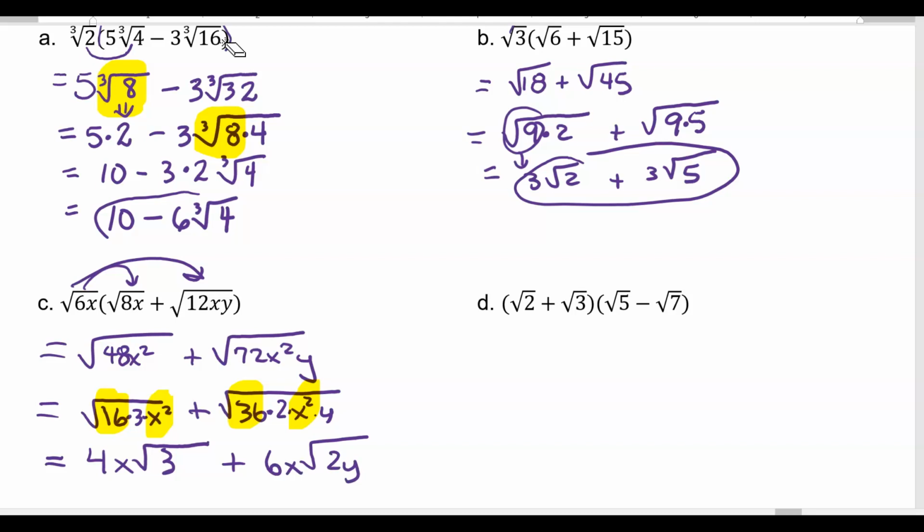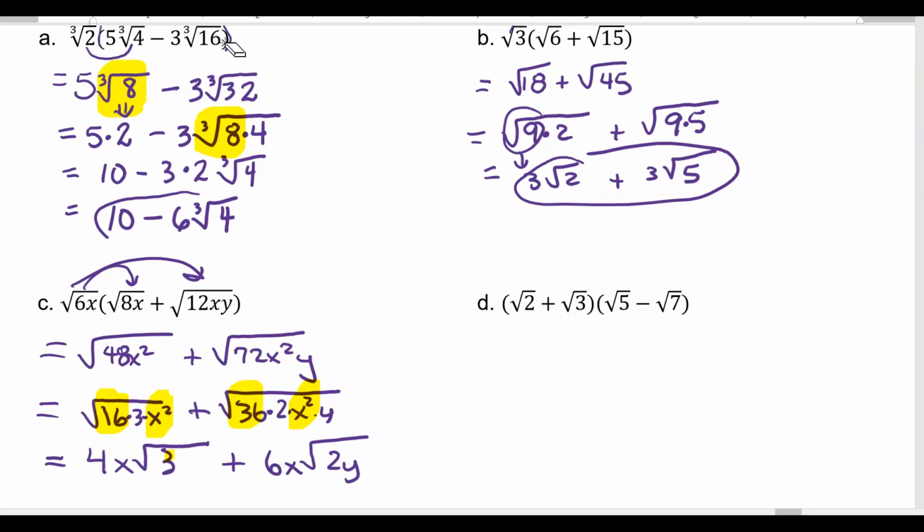Now the question is, can we add these two together, these radicals? No, we cannot, because notice that we have a 3 and a 2y. They're not the same. So we cannot add these two terms together. Let's move on to D.